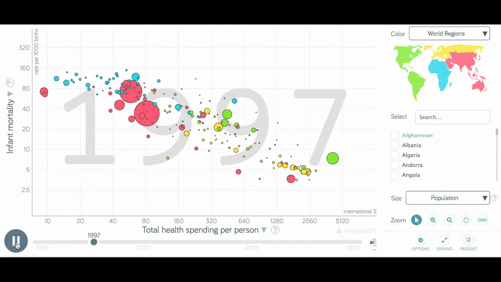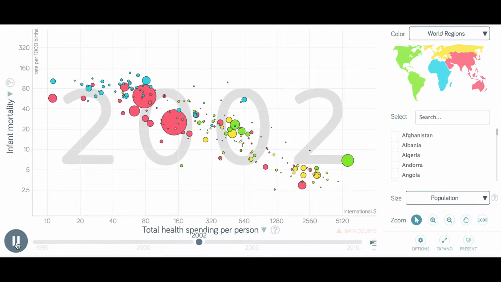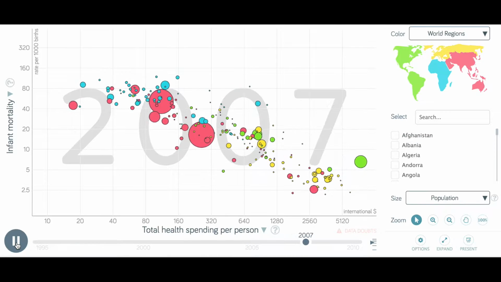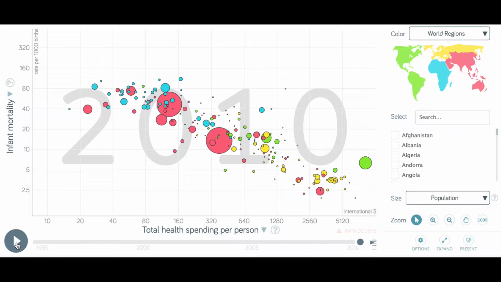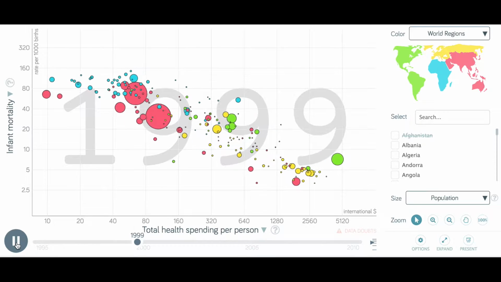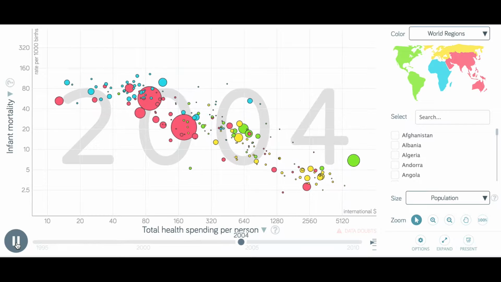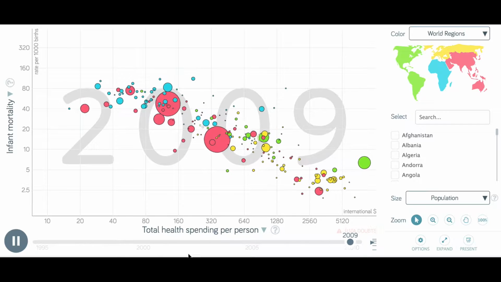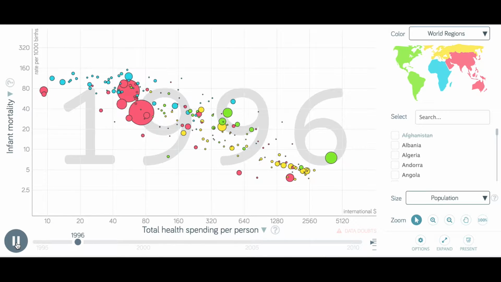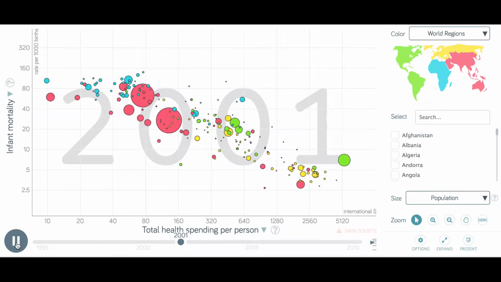At first glance, it is clear by looking at the Gapminder graph that there is a negative linear relationship between total health spending per person and infant mortality. As seen in the graph, for the purpose of explaining global infant mortality rates, the x-axis shows our independent variable of interest, which is total health spending per person, while infant mortality can be found on the y-axis.